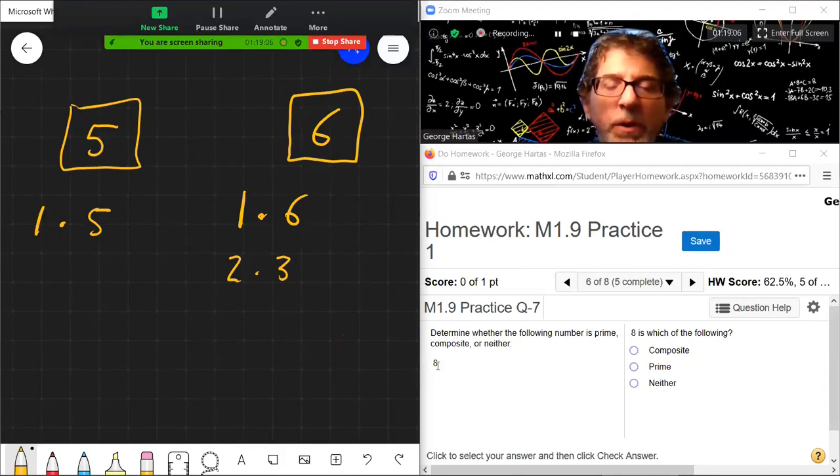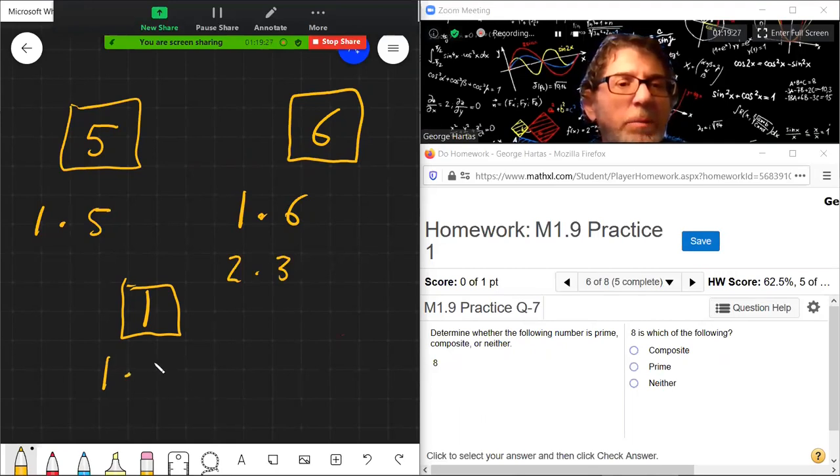Prime. Determine whether the number 8 is prime. Is it a prime number? Is it a composite number? Or is it neither? Let's look at the number 1. Let's write all the factors for 1. Well, 1 times 1 is 1.